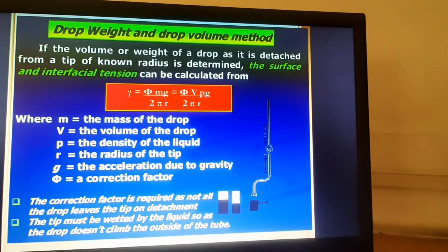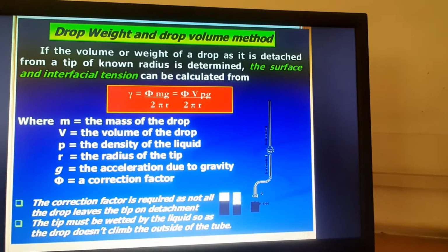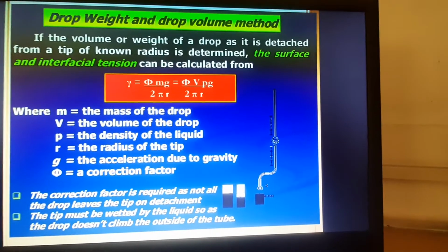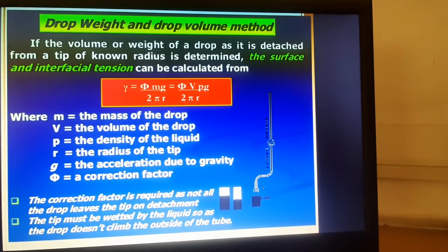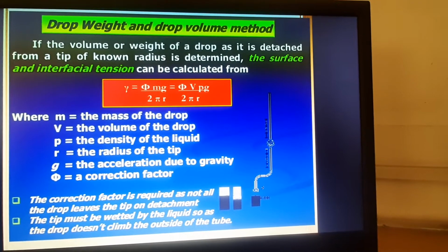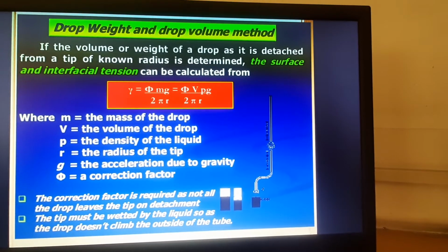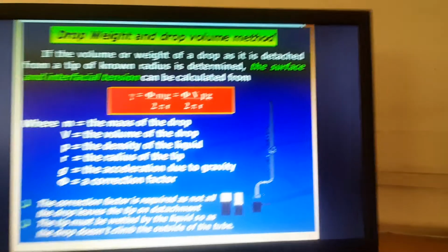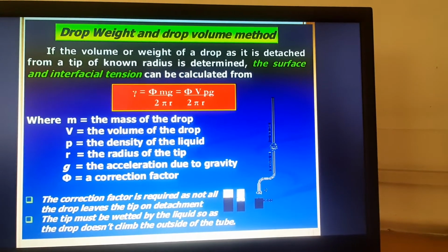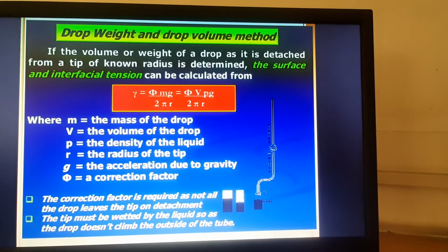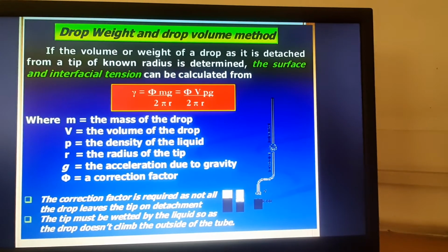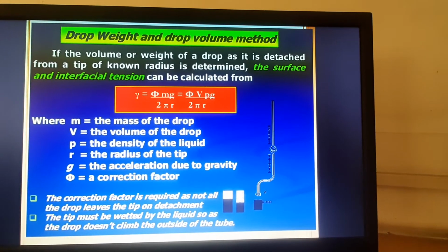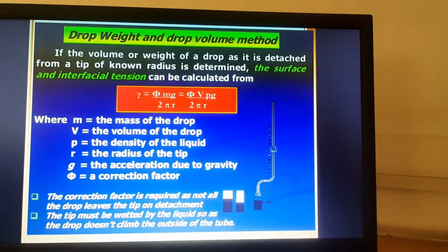Next method is the drop weight and drop volume method. If the volume or weight of the drop as it is detached from the tip of known radius is determined, the surface and interfacial tension can be calculated. Means here in the drop weight method, the weight of the drop which is detached from the tip of known radius is measured, and by this the surface and interfacial tension is calculated by using the formula.